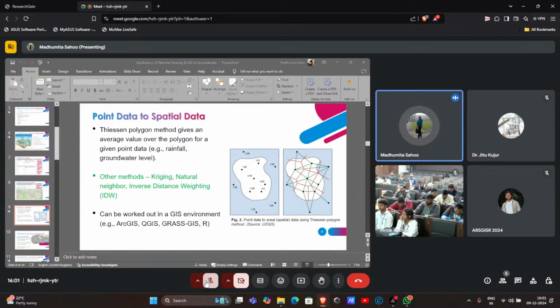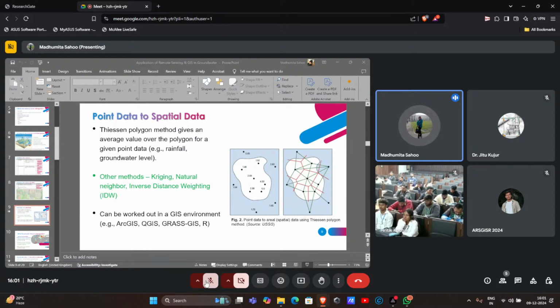Sometimes the most important thing in GIS is to map how the groundwater level variation happens around the catchment, and that's why we go for the GIS methods. When we try to get the groundwater level data, we usually get the groundwater level variation information from piezometers and wells that are present within a catchment.